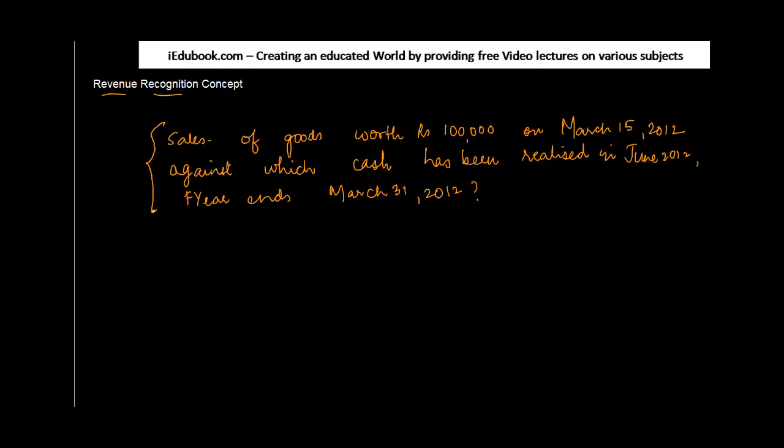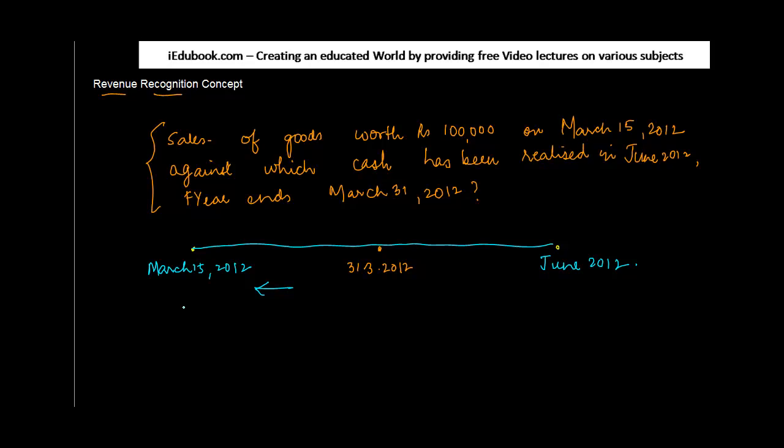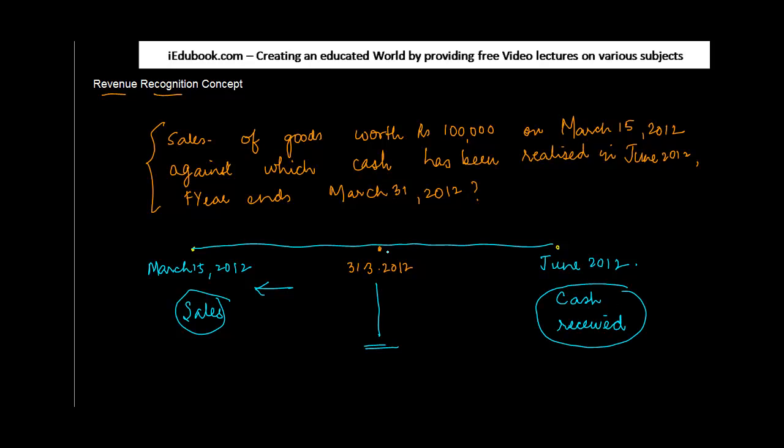Now in this case, if you note, there is a date of 31/3/2012 when the accounts are getting finalized. Let's draw a timeline chart over here. So there's a date prior to the closing of books, which is March 15, 2012, and there is a date of June 2012. You made some sales here, the accounting year ended as on this date, and the cash was received on this date. The question is, when should the revenue be recognized?